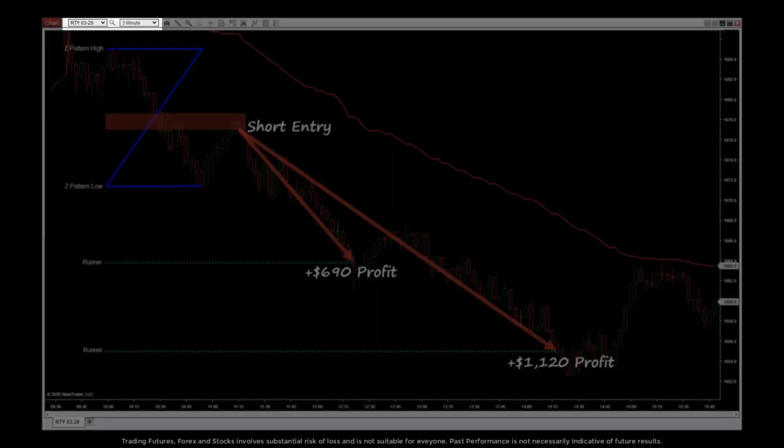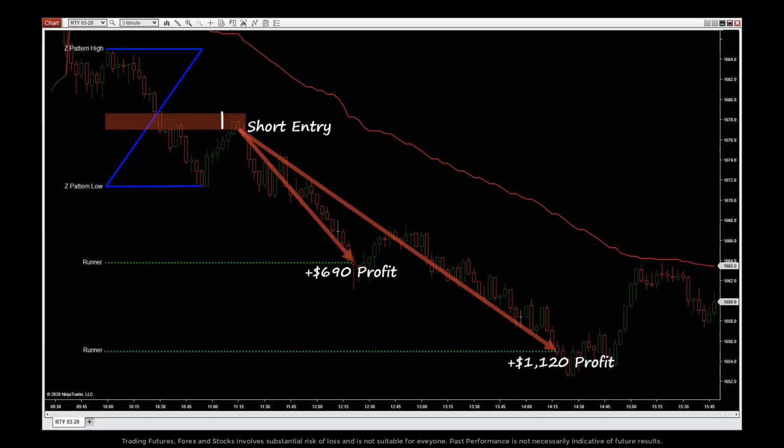Now take a look here at this E-mini Russell 2000 RTY 3-minute chart. This is another short Z pattern setup with just a 4-tick stop loss that we took in the morning and cashed in on two runner targets. The first one just after about 50 minutes for $690 in profits, and the second one 2 hours later for $1,120 in profits.